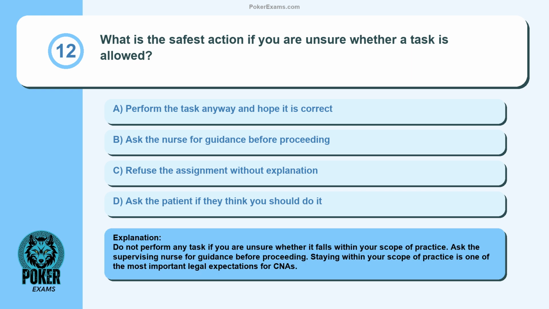Do not perform any task if you are unsure whether it falls within your scope of practice. Ask the supervising nurse for guidance before proceeding. Staying within your scope of practice is one of the most important legal expectations for CNAs.